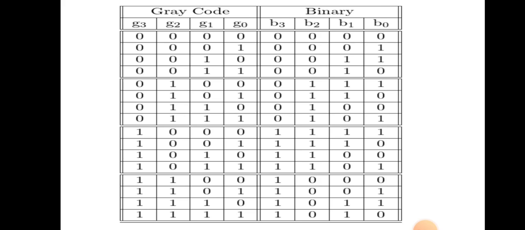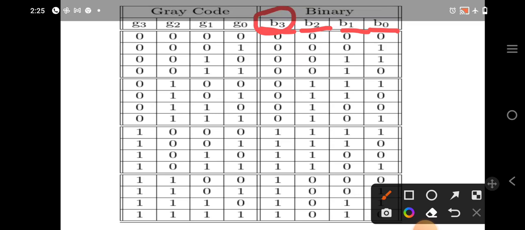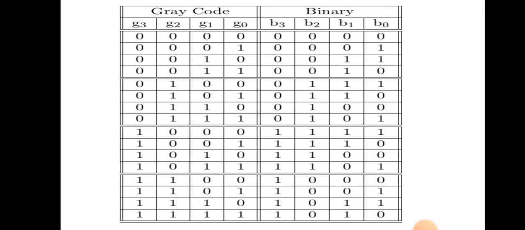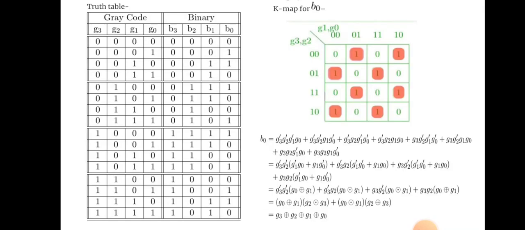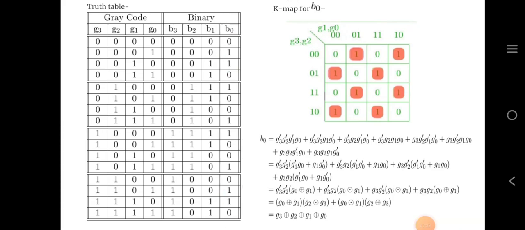We will draw these 4 truth tables for B3, B2, B1 and B0. Initially we will draw the truth table for B3. For that purpose we need all these bits. So let's start. You can take any truth table first, B3 or B0. Here I have serially taken B0 to B3. So for B0 we need this column, that is B0.